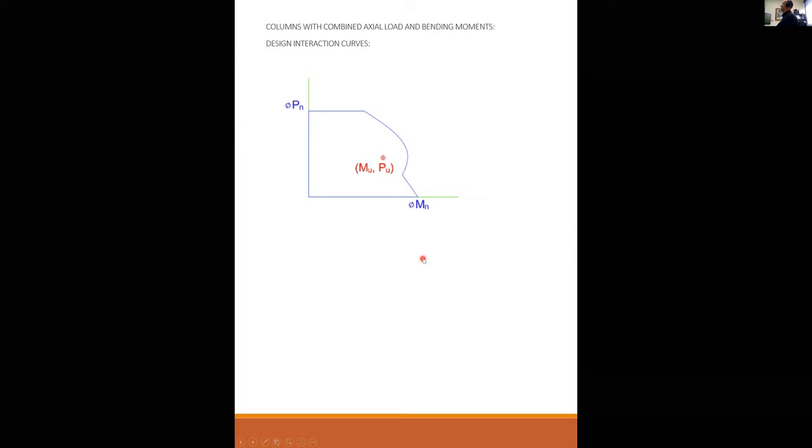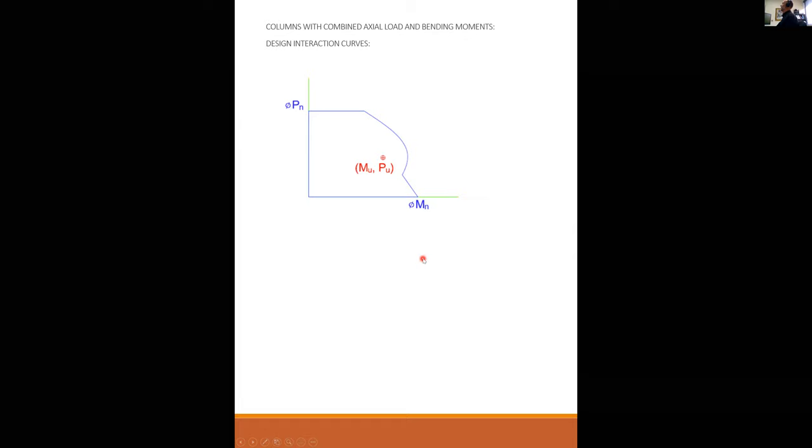Okay, so this is not changing anything that I said for beam design. It's just expanding it to the whole spectrum for column design. Does that make sense? Yes. Okay, thank you.